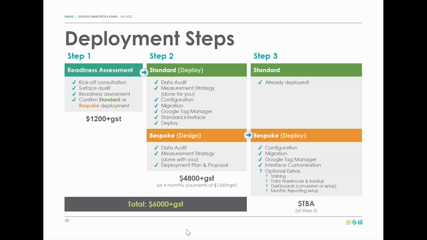With a bespoke deployment, you get the data audit, a comprehensive measurement strategy workshop done with you, followed by a deployment plan and proposal based on our findings and outcomes of the workshop. We'll identify the optional extras you need, such as training, data warehousing and backup requirements, converting or setting up dashboards, updating your reporting if not using dashboards to plug into GA4 data, and customizing the interface to match your funnel, all for $6,000, and a proposal for the deployment that matches your custom needs.